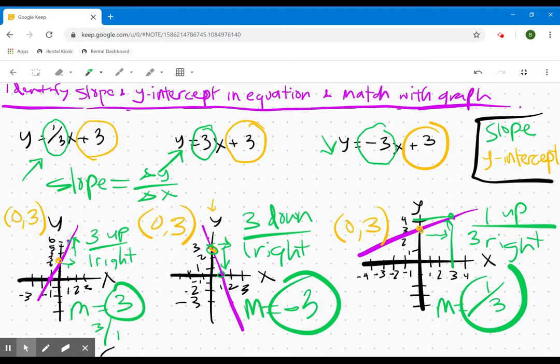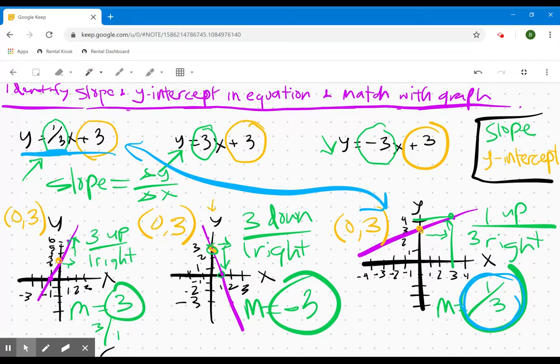So now to match our equations with our graphs, let's use blue. So the first equation, y equals 1/3 x plus 3. Again, all of them have the same y-intercept, so that doesn't really help us identify. But here we're looking at a positive 1/3, so it's going up a fractional amount. So this first equation is going to match the last graph.